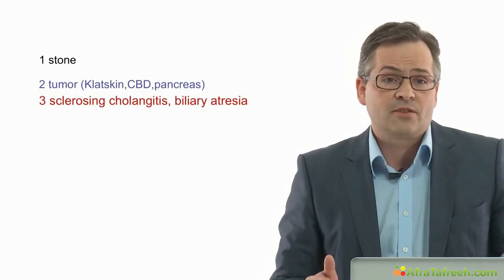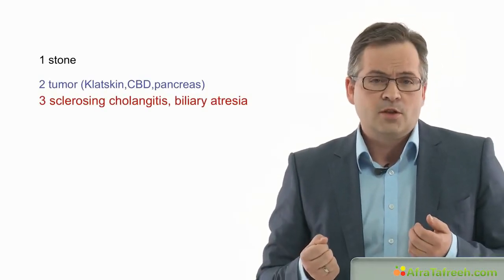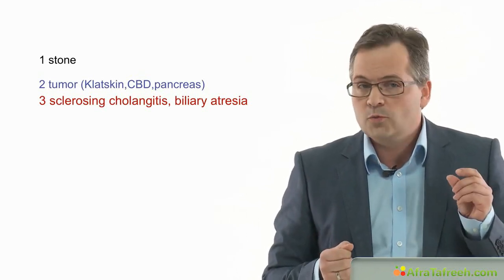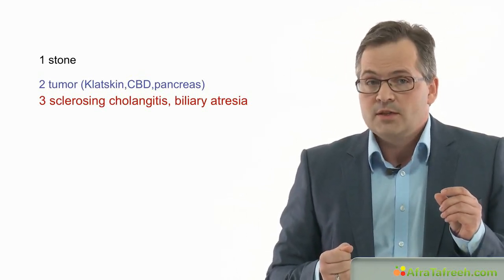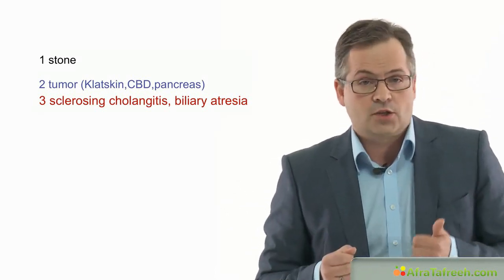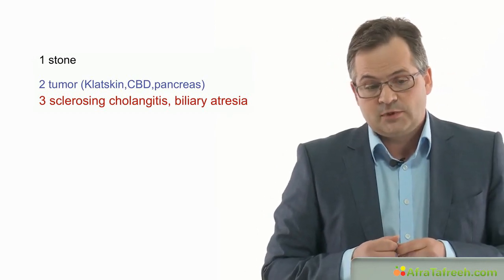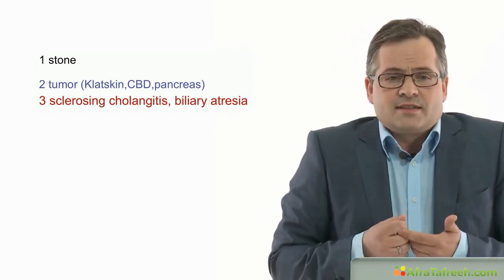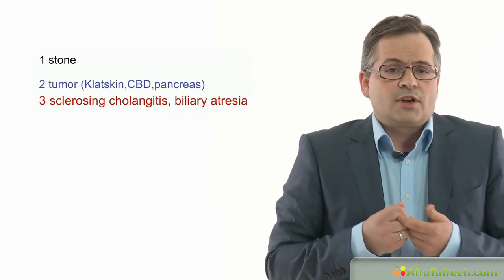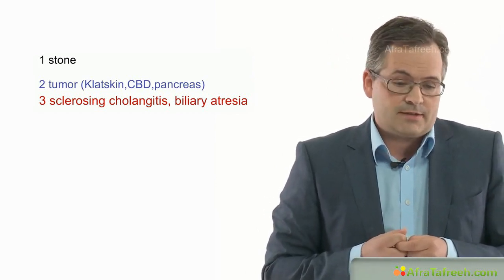What is the cause of biliary obstruction? Mostly stones in the distal bile duct, but sometimes even a small tumor blocks the drainage of the bile. So in case of jaundice, we look carefully for tumors in the hepatic bile duct, the common bile duct, and most distal in the pancreas. Quite rare are other diseases like sclerosing cholangitis or biliary atresia that lead to dilated bile ducts.